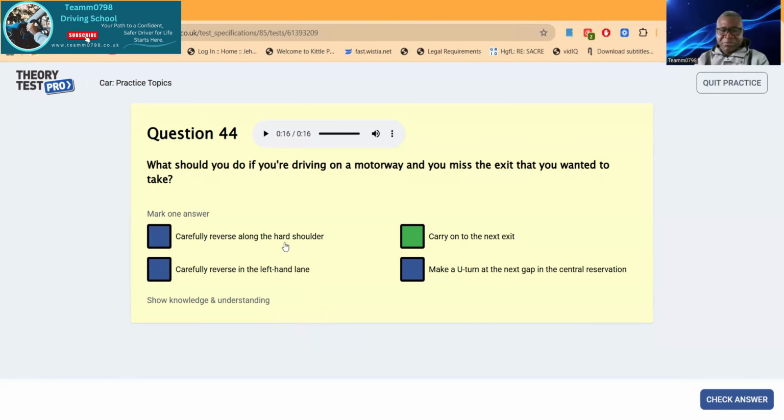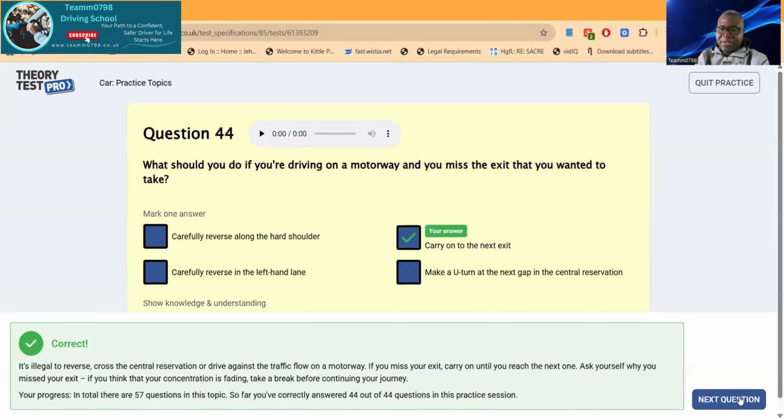On the hard shoulder, don't do that. Carefully reversing, no, don't do that. Don't make a U-turn. No, all these answers are wrong. Carry on to the next exit and then use the opposite side of the motorway to come back on yourself. Okay.